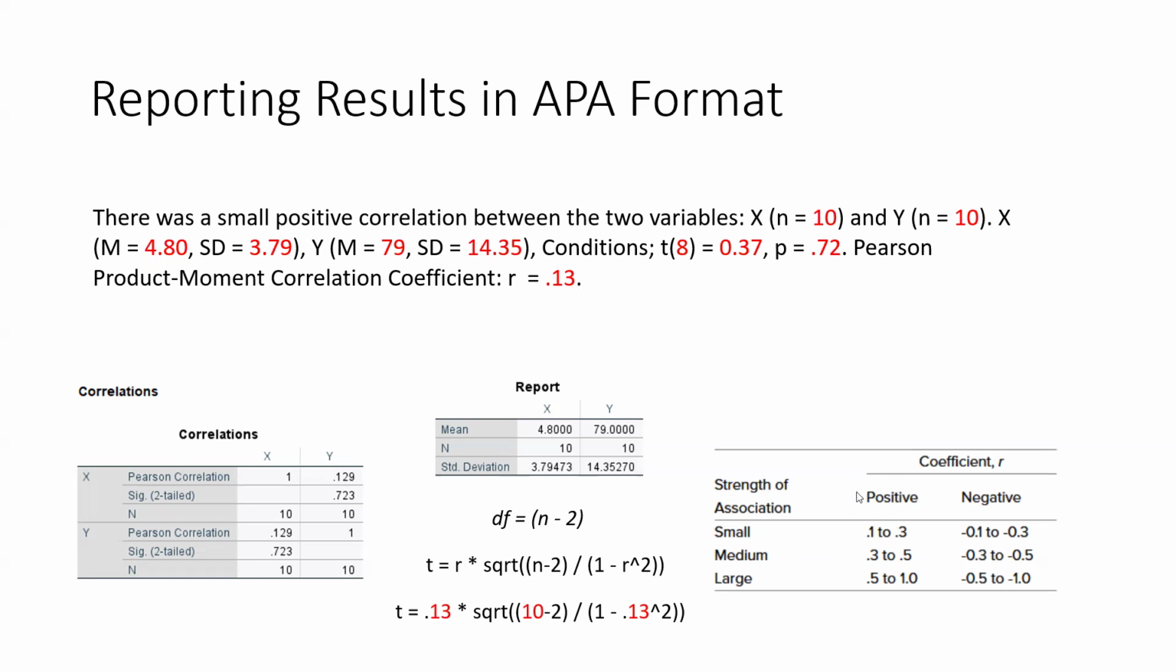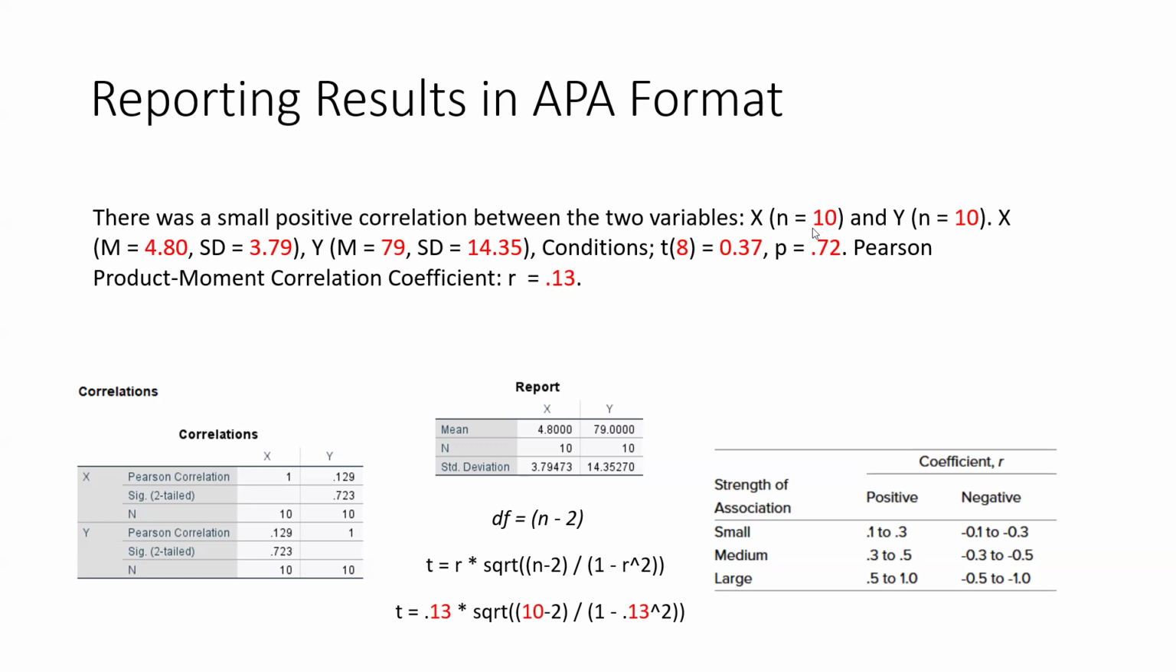So we see there's a positive correlation because the value is positive. It's not negative. If it was negative, it'd be a negative correlation. But because this value 0.13 is positive, there's a positive correlation. And because the value is between 0.13 and 0.3, it's a small positive correlation. So there was a small positive correlation between the two variables, x and y.